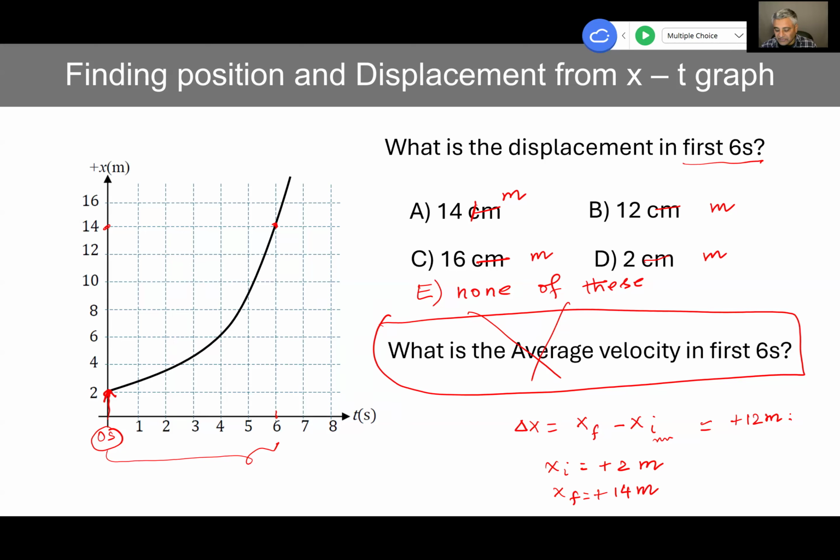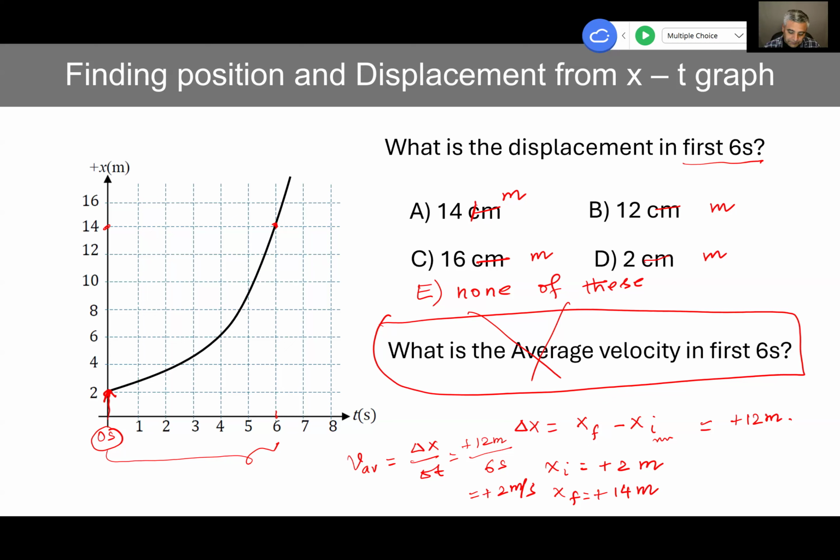So now, that's the displacement. Can we find average velocity from here? Once you have displacement, you can find average velocity by just writing displacement over the time interval, which means positive 12 meters divided by 6 minus 0, which is 6 seconds. So this is positive 2 meters per second. That's the average velocity from the graph.